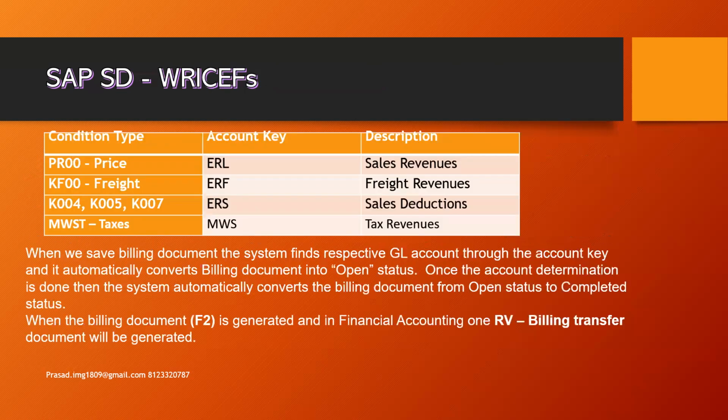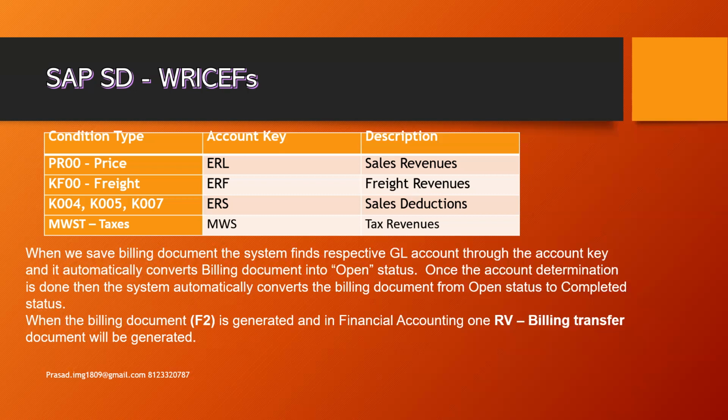See, this is how it works. For PR00, the standard pricing condition type, the account key is ERL, which is associated with sales revenues. That will have its own GL account, and it will be posted to that particular GL account in the system. KF00 is freight revenues, with ERF as the account key. K004, K005, and K007 are the discount condition types like customer discount, material discount, and customer material discount, where the account key is ERS, so that will be posted to the sales deductions GL account.